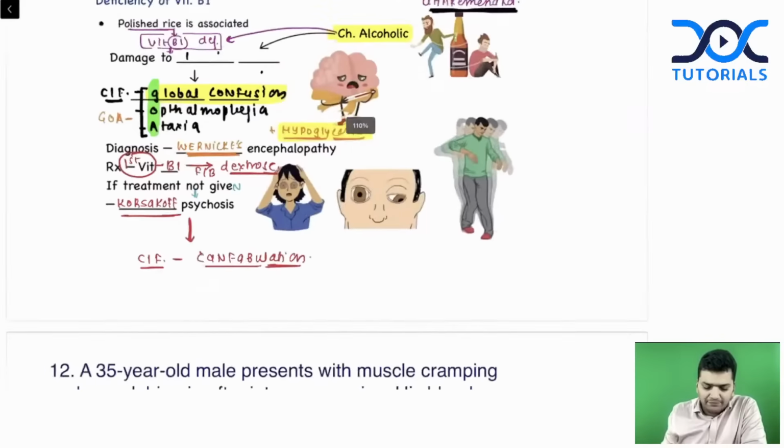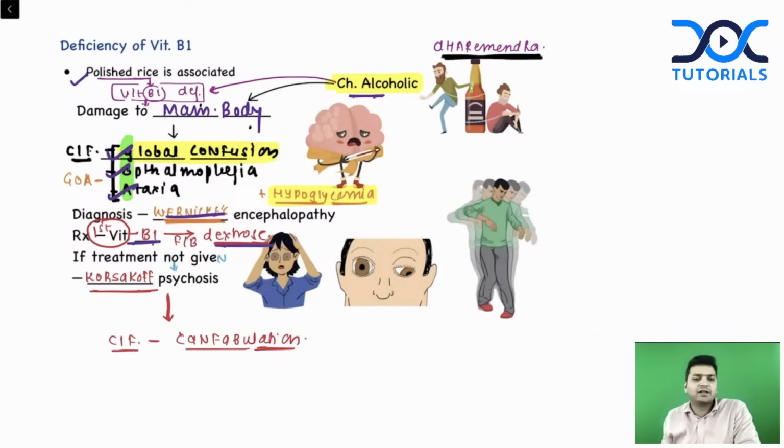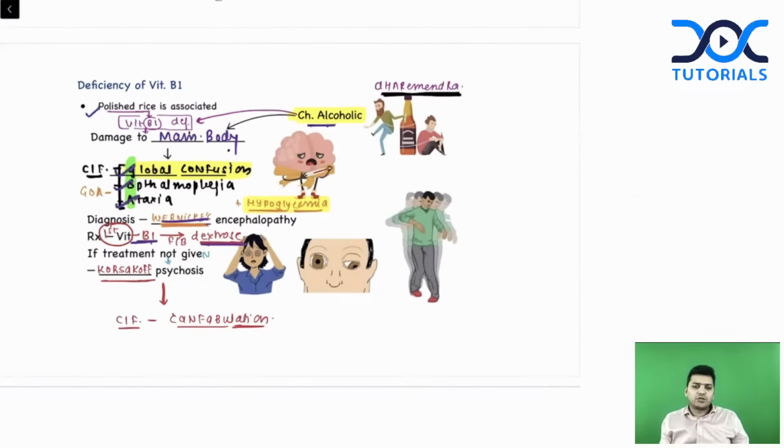So this is what is happening here. Vitamin B1 deficiency is also associated with polished rice. Seen in chronic alcoholics, there is damage to the mammillary body, leading to global confusion, ophthalmoplegia, ataxia. Diagnosis: Wernicke's. First you give vitamin B1 followed by dextrose. If not, it will convert into Korsakoff.